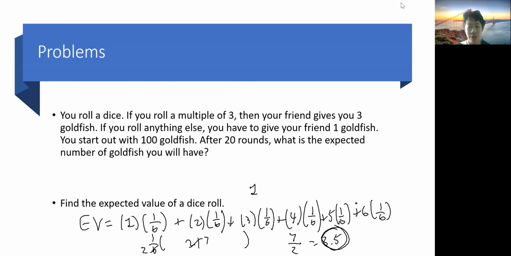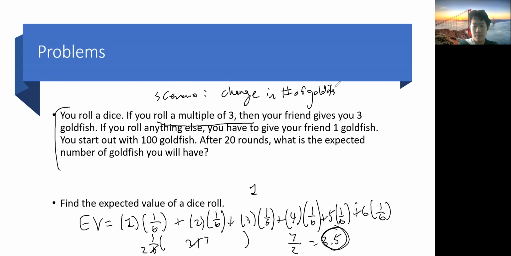So the scenario changes. When I did the goldfish problem, the scenario was the change in the number of goldfish. The scenario in this one was the dice roll, the value of the roll. So the scenario changes, and you're going to have to be able to pick out what that would be for each problem.